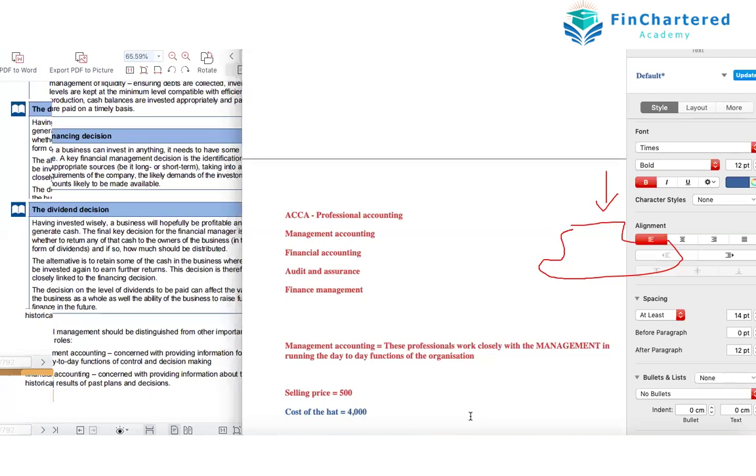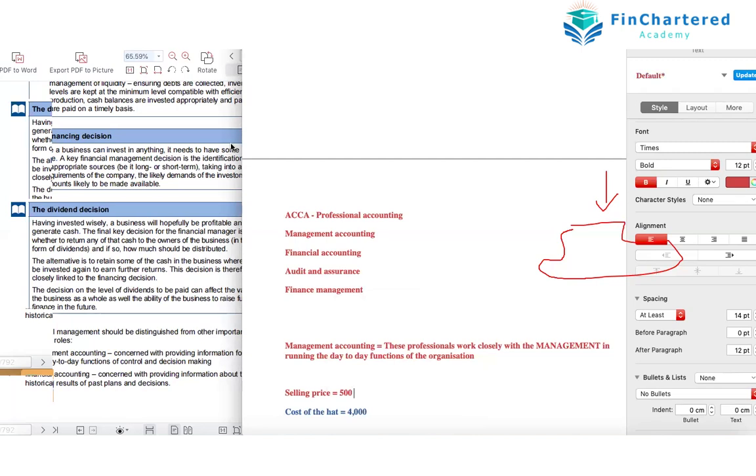So now tell me, guys, how much should I sell this hat for? Harisha says 5,000 you should sell it for. Shivaji, how much should you sell this hat for now? Maybe Shivaji will say 10,000 now.